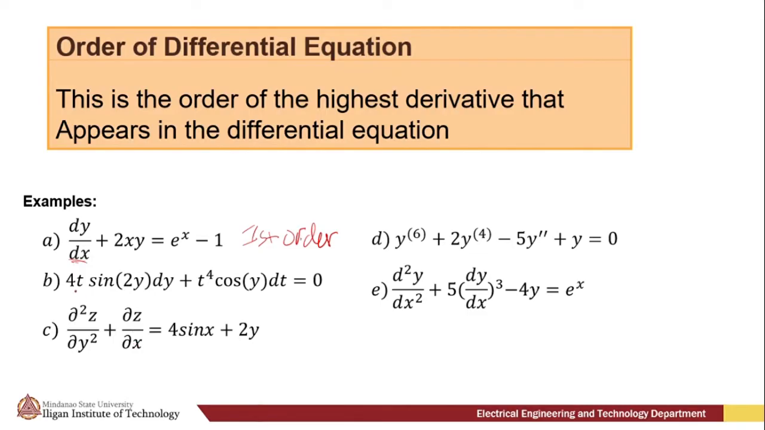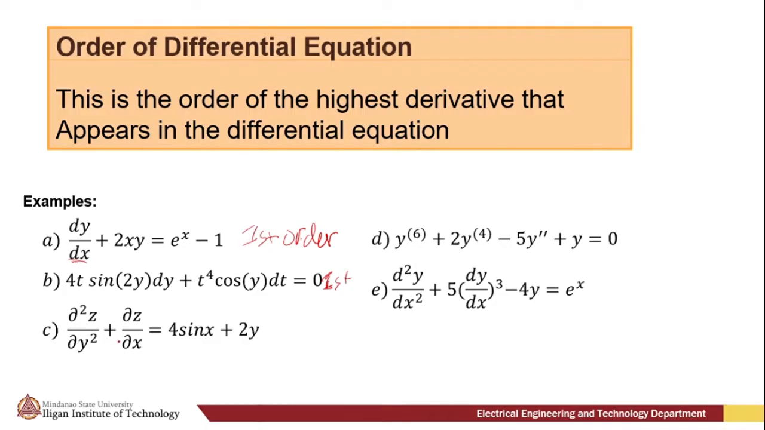For example B, we have 4t sine 2y dy plus t to the 4 cosine y dt. If you notice here, our derivative is dy and dt, and it is only first order. So this one is a first order differential equation.